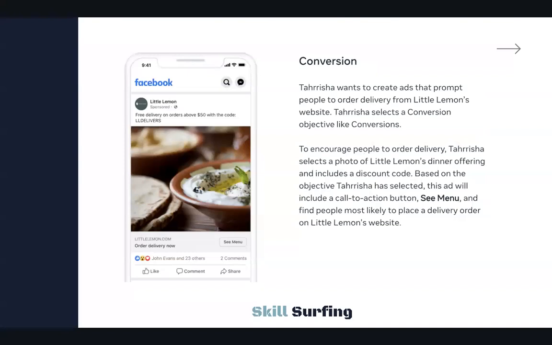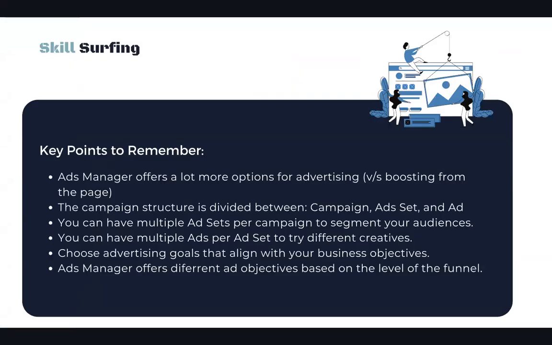And the last example is the conversion type of ads that is specifically related to online ordering. She selected a conversion objective to get people to see the menu. She includes a discount code with a call to action button that is "See menu". Now there are a limited number of options for the buttons, but usually you will always find something that works for you. And she's sending the traffic to Little Lemon's website. So that covers the second part.